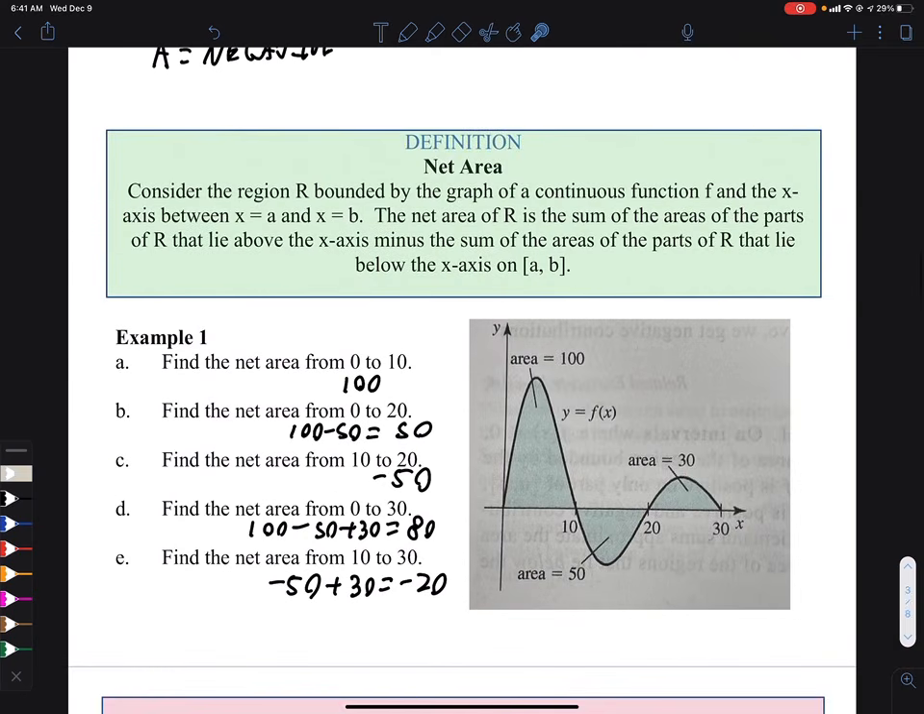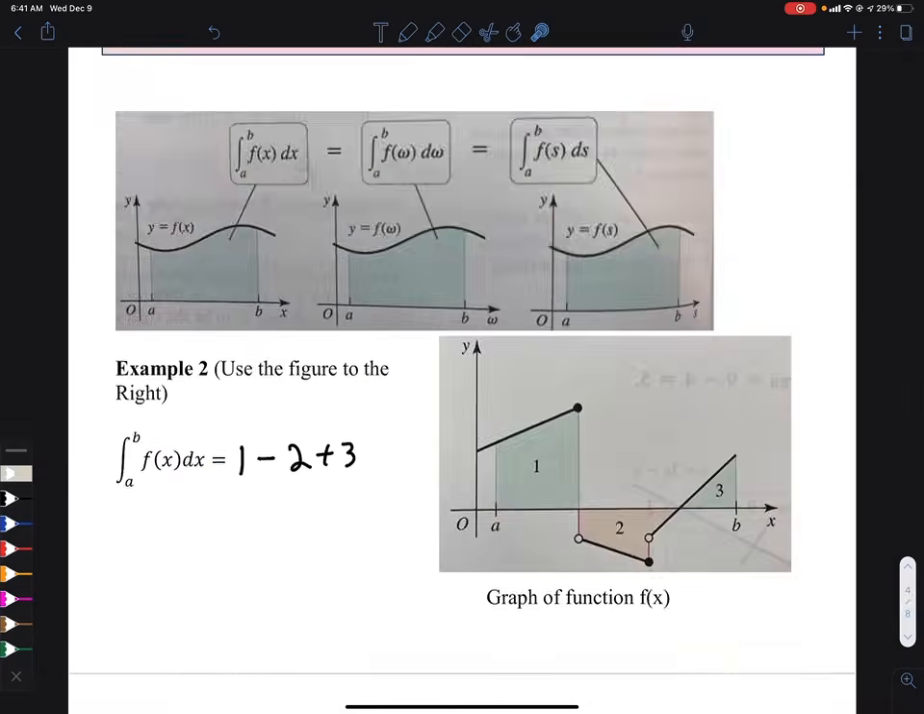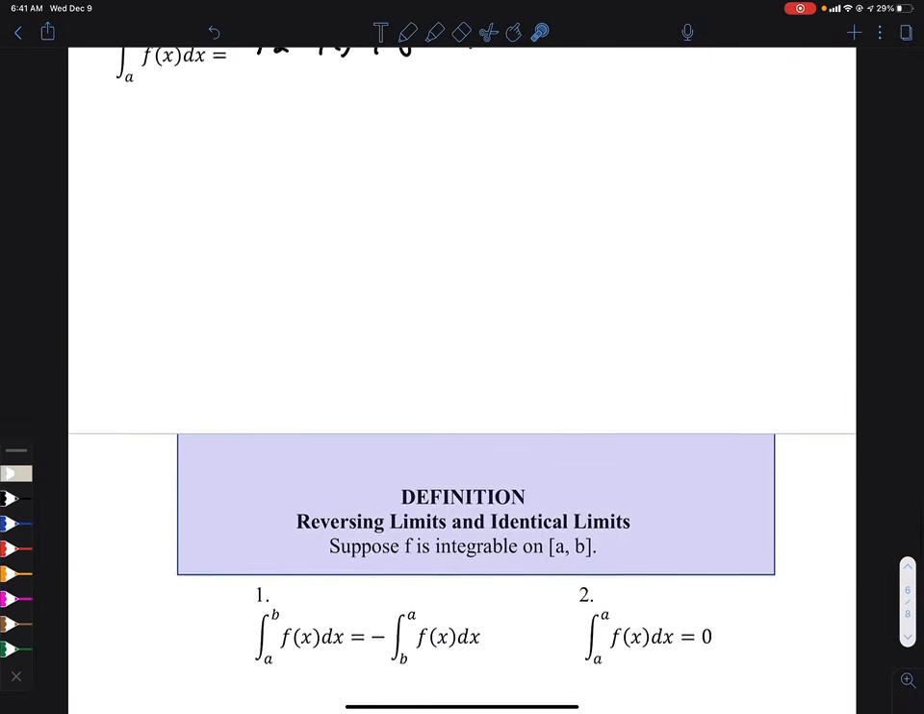And the final connection: this net area of adding up all the rectangles is this weird thing we learned, the antiderivative, but with starting and ending numbers. So this is your starting and ending. This is your height. That's your width. So that's just a reminder. That's important. You understand where all this comes from.